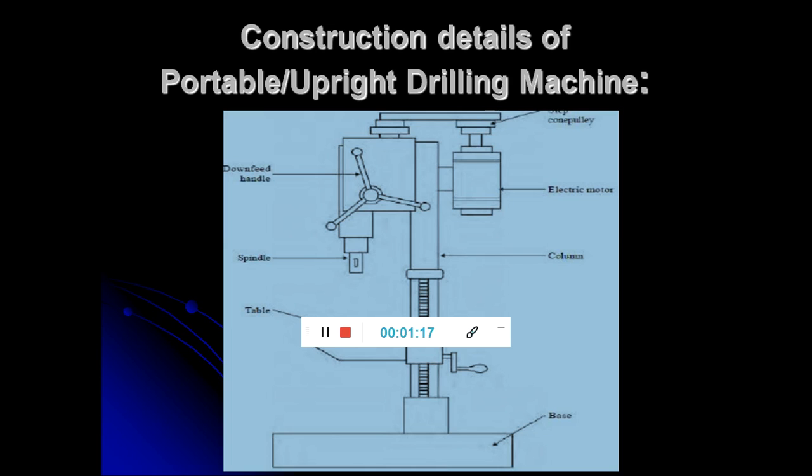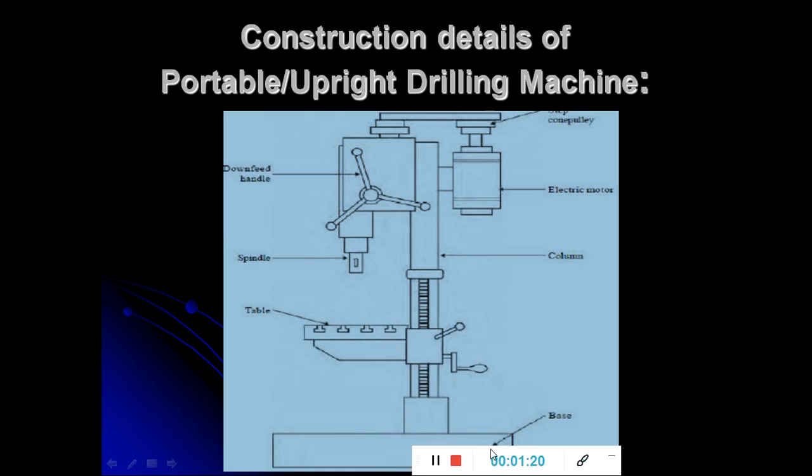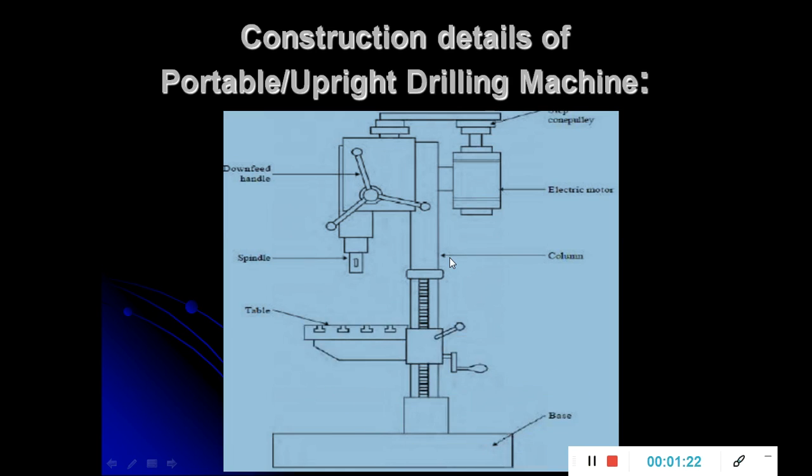As I told you, drilling is an operation of producing a circular hole in a solid workpiece. Here the construction of the portable or upright drilling machine is shown in the figure. It consists of a base, a column, a drill head, an electrical motor, and an open belt drive. These are the two stepped cone pulleys. This is the down feed handle. This is the spindle in which the drill bit is going to be mounted. This is the T-slot table.